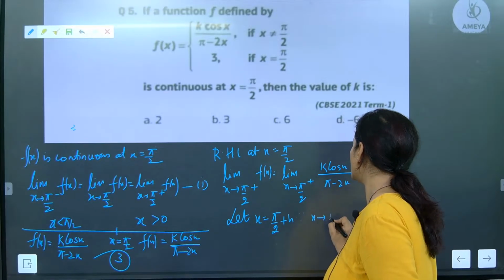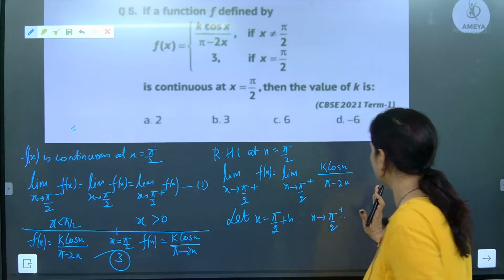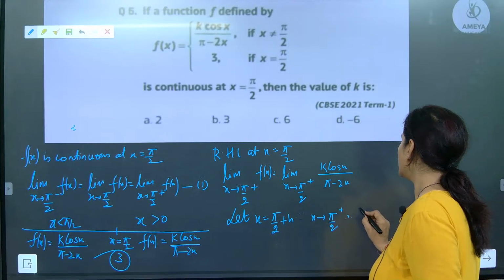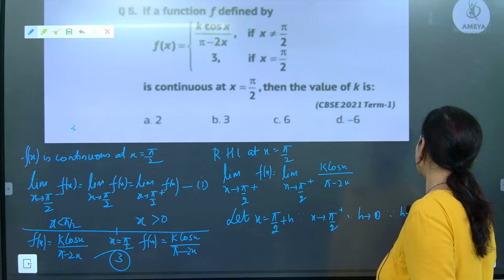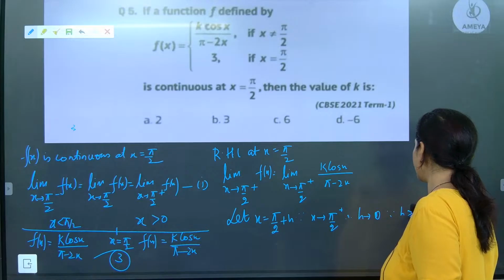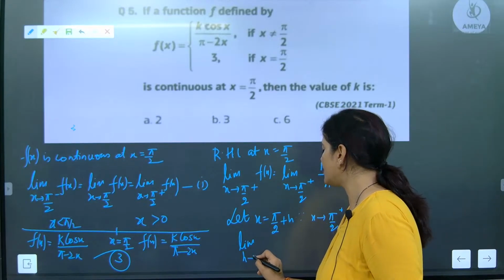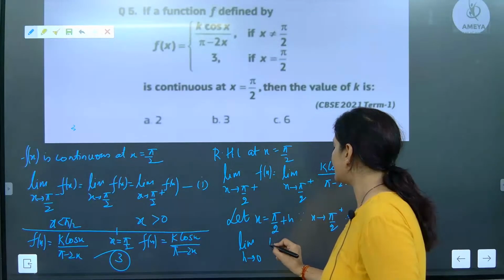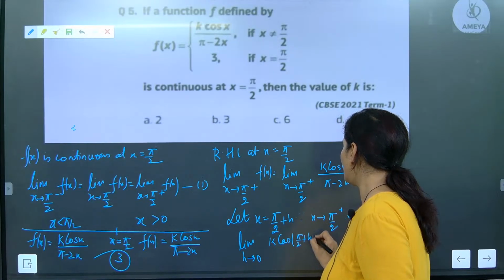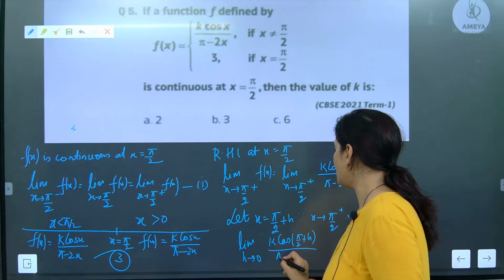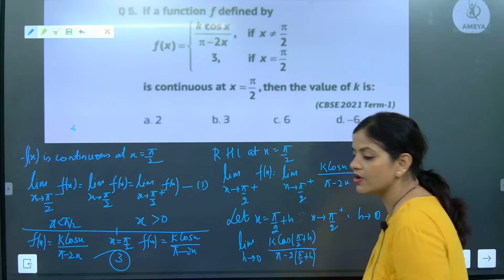Since x tends to pi by 2 plus, therefore h tends to 0 for all h greater than or equal to 0. So once we have written like this, now we can write limit h tends to 0, k cos of pi by 2 plus h, over pi minus 2 times pi by 2 plus h. Bingo, we got that point.